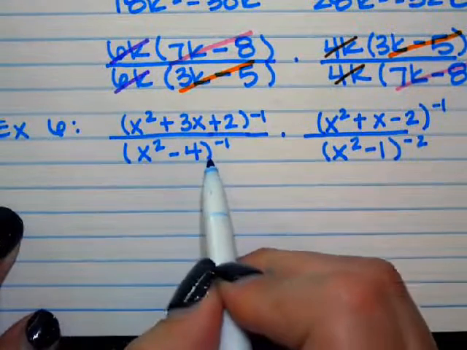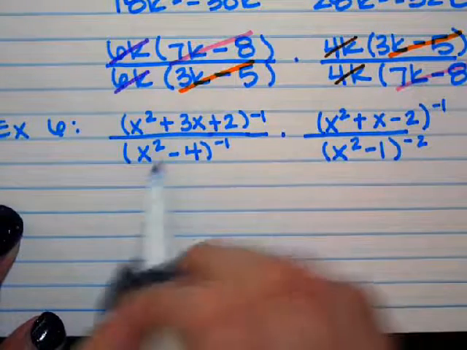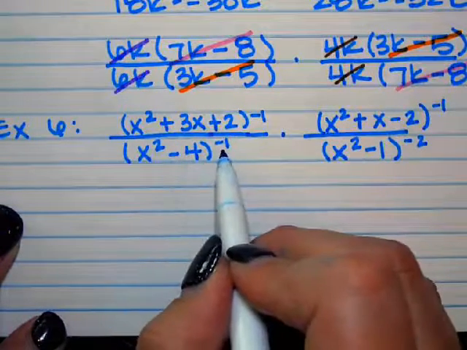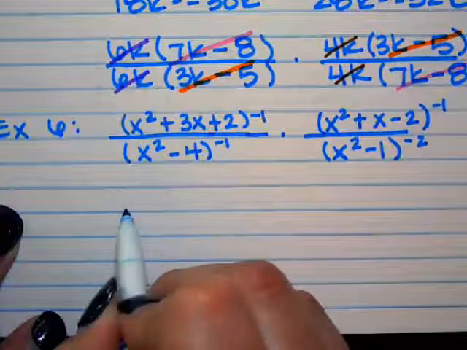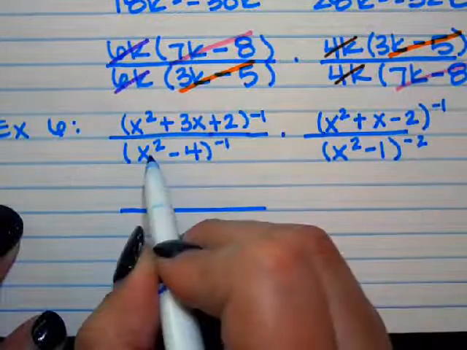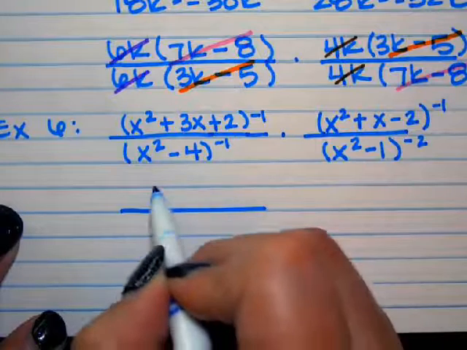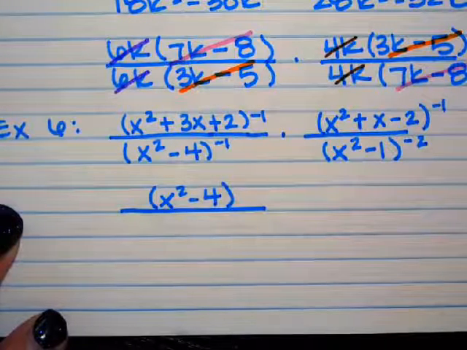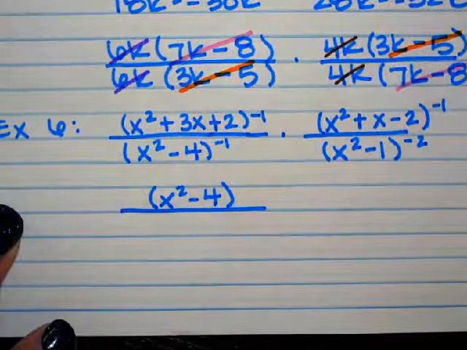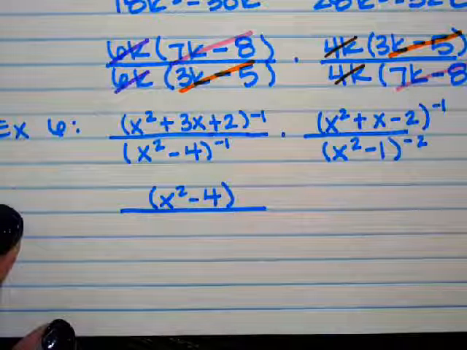So x squared minus 4 to the negative 1, to make that a positive exponent, you're going to take it and move it to the other side of the fraction. So x squared minus 4 to the negative 1, we're going to move it to the top. X squared minus 4, now it's a positive 1. Because I moved it from the bottom, where it was a negative exponent, I moved it to the top. That's how you make your exponents positive.